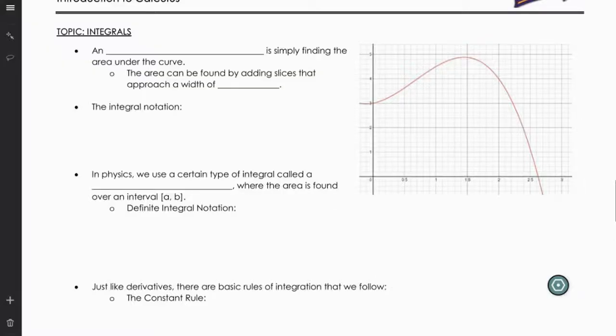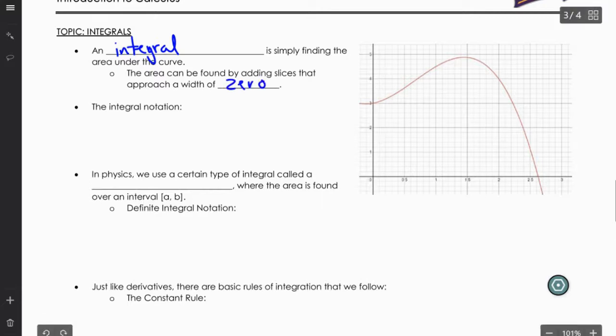Okay, so here is the second of the two types of questions that are very common in calculus. The first one being derivatives, which are slopes. The second one now being integrals. So an integral is simply finding the area under the curve. Right? So the area can be found by adding slices that approach a width of 0.